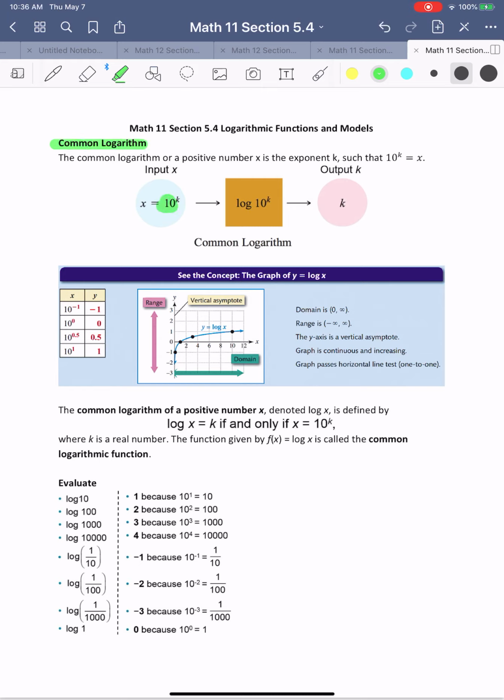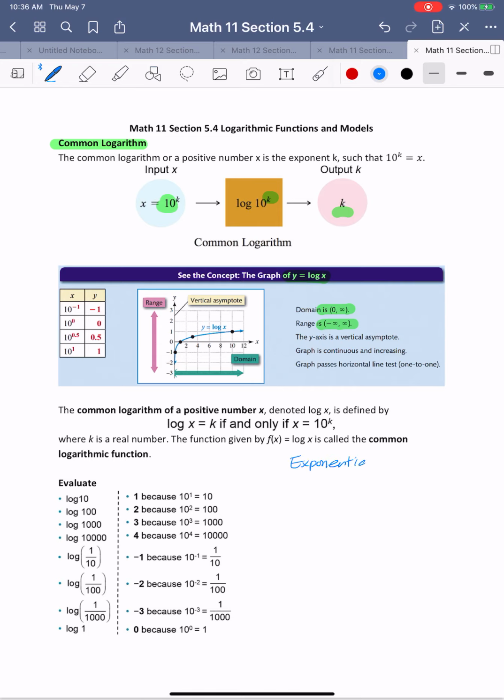So let's talk about the common logarithm first. The domain is 0 to infinity, and the range is negative infinity to infinity. In order to find the common log, this is what you need to know first. Let's say your exponential function is f of x equals 10 to the x power, and then I want to find the inverse function.